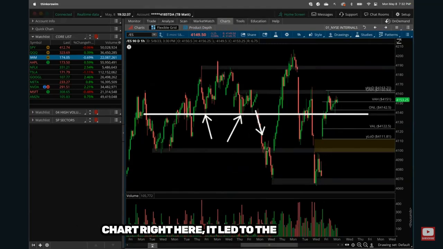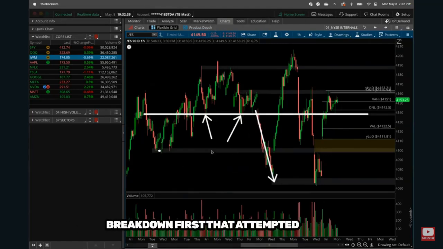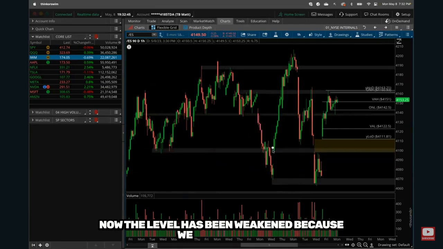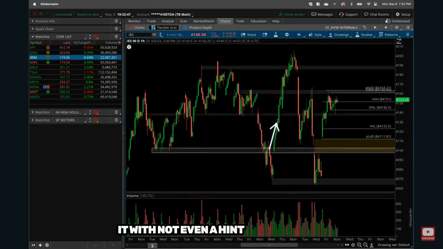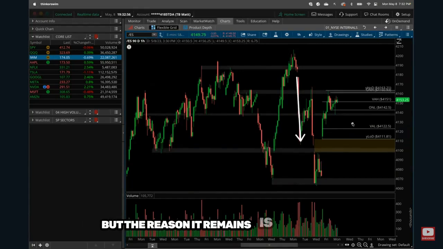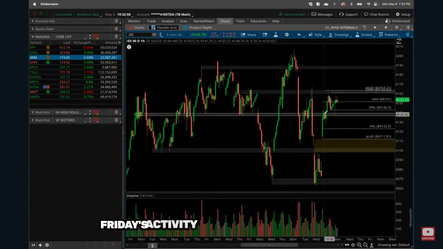It led to the strongest breakdown first that attempted to get out of the balance range in the downward direction. Now, the level has been weakened because we recaptured it with not even a hint of a pullback in this instance. And then it's been weakened again because we sliced right through it here. But the reason it remains is really based on Friday's activity coming up underneath it once again.